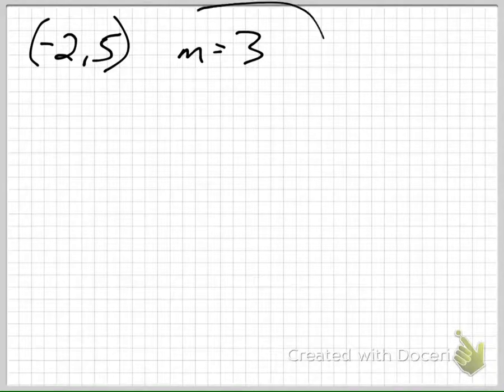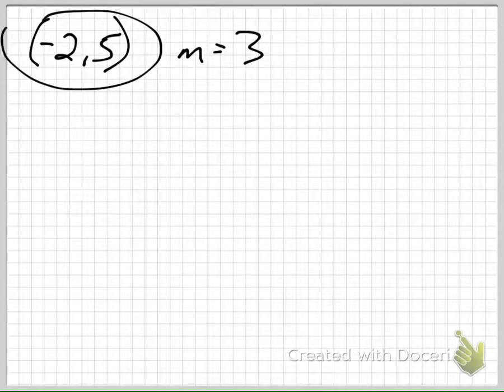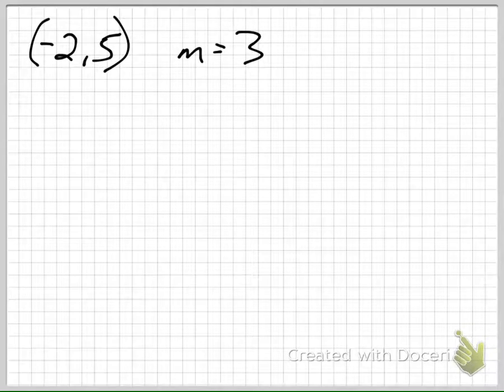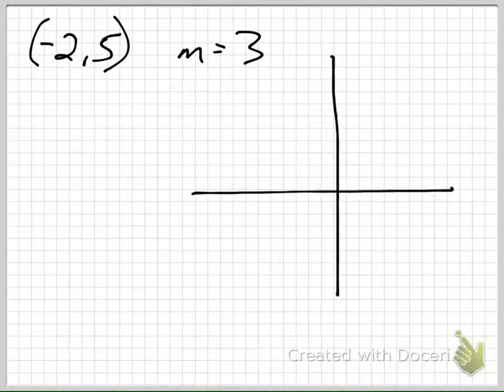Here's the thing. We know the slope. They've given that to us. We know 1 point on the line. So you understand that no matter what happens here, if I absolutely had to, if I forgot how to do this, what I could do is graph it. So I could do this, right? And I know that it goes through point -2, 5.